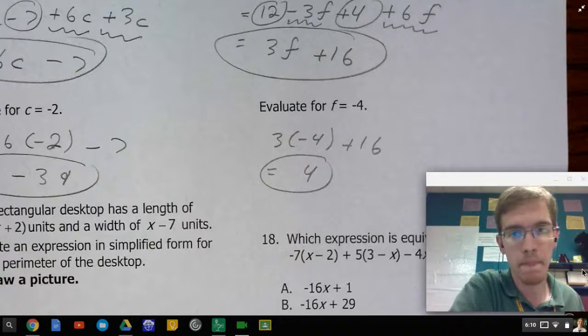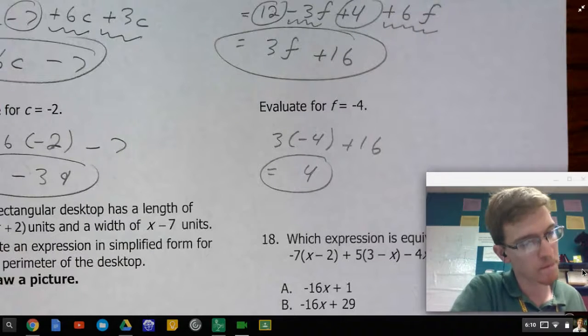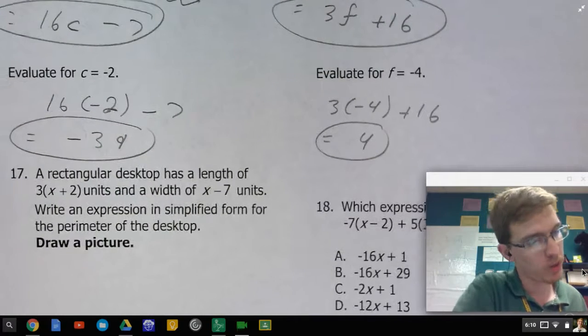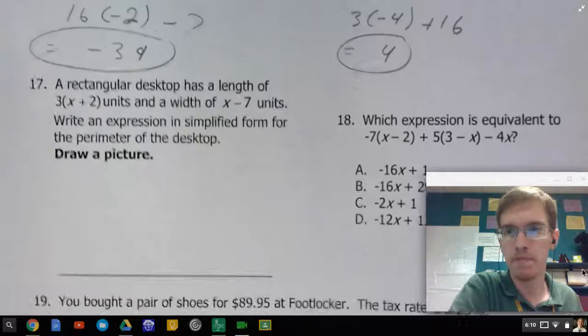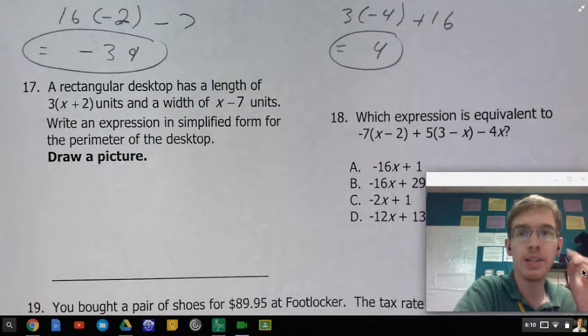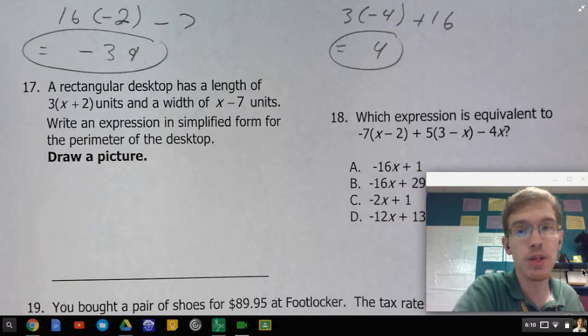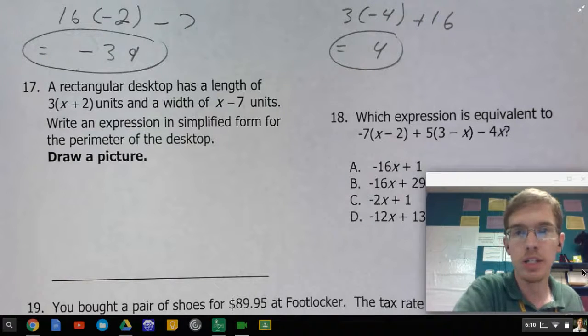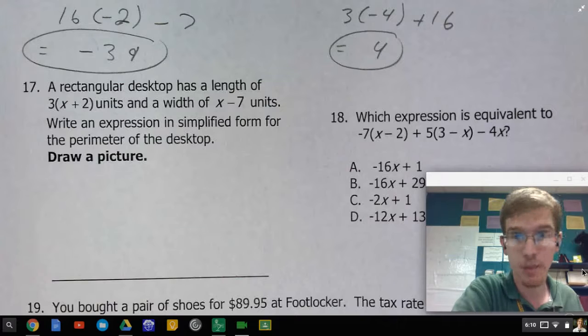Okay. Just a few more to go. A couple of word problems and multiple choice. All right, number 17 says a rectangular desktop has a length of 3 times x plus 2 units and a width of x minus 7 units. Write an expression in simplified form for the perimeter of the desktop.